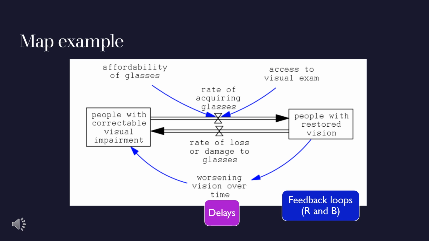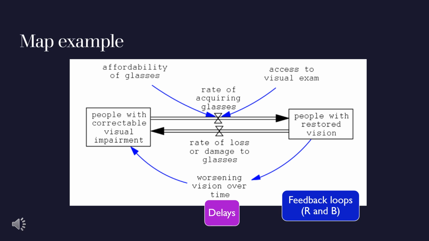Now, this third visual of the map is still very simple, but you can see there start to be additional factors. Something that's been added here are feedback loops, and there's also an example of a delay in this map. We still have the initial components, our stocks are the same, and our top flow of the rate of acquiring glasses is also the same. But there's also been added a flow moving people with restored vision back to the first stock of people with correctable visual impairment. There are a couple of reasons that this could happen.